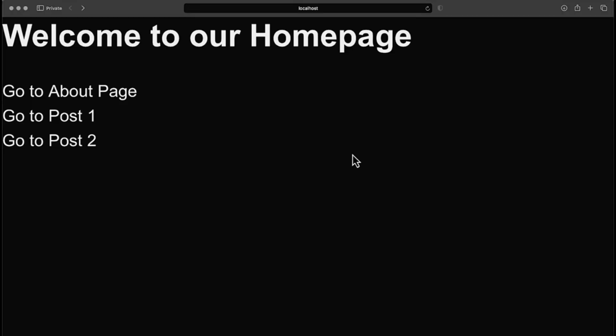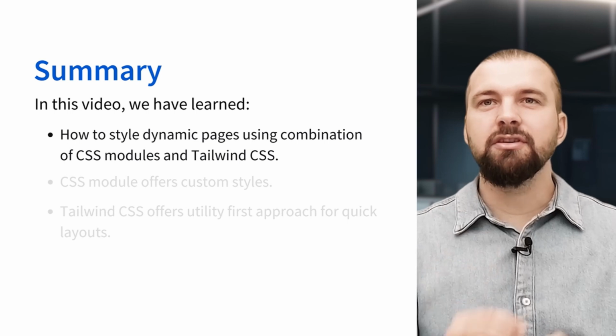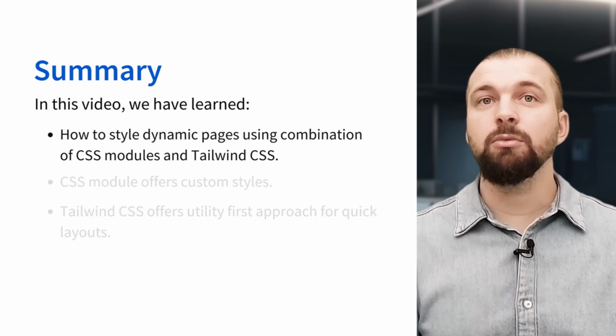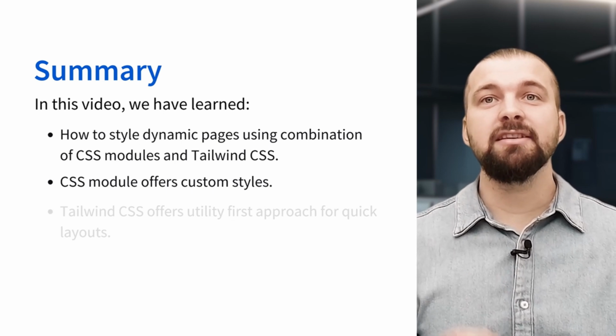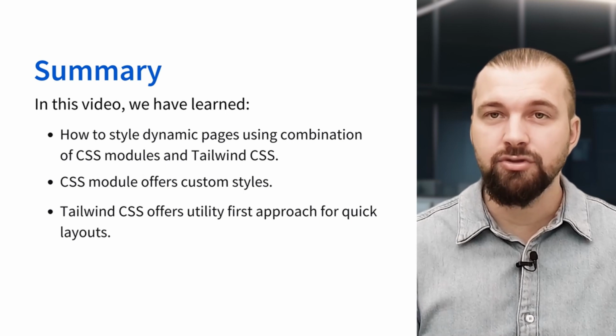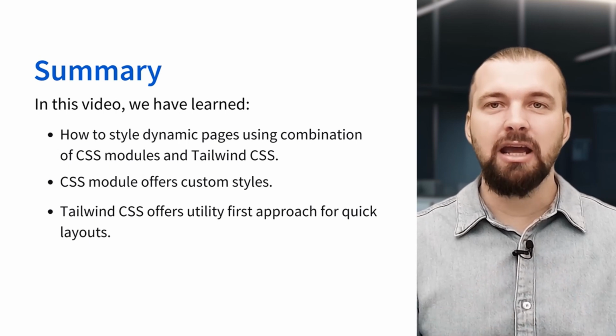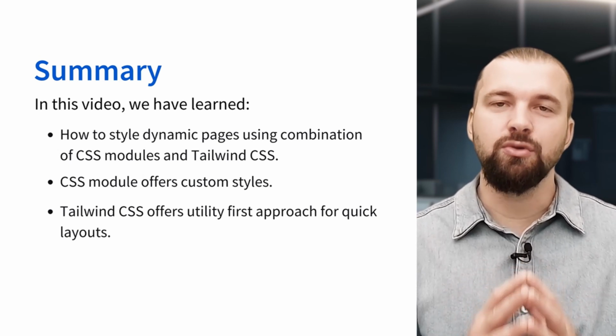Voila! As you can see, welcome to our homepage is actually standing out a little bit. Of course, we are not really spending too much time styling it as it would be in real life, but to get the point, as you can see, we have a few different ways to style our page, and that's actually great. We have now styled our dynamic pages using a combination of CSS modules and Tailwind CSS. CSS modules give us scoped custom styles, while Tailwind CSS offers a utility-first approach for quickly building layouts. This gives you the flexibility to style your app in whichever way suits your needs the best.